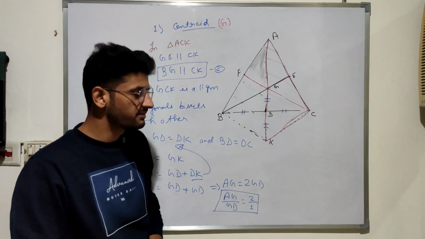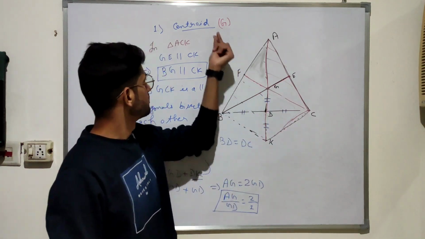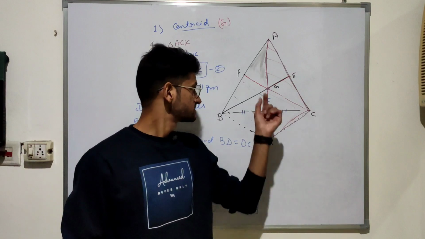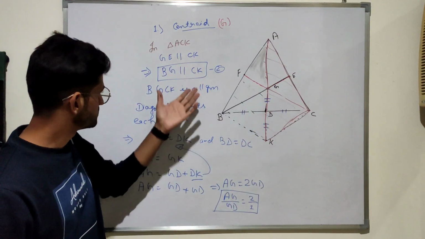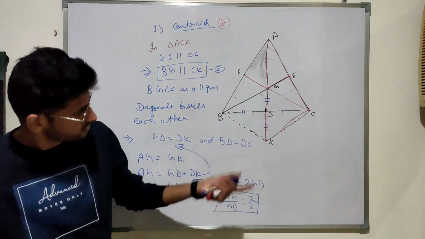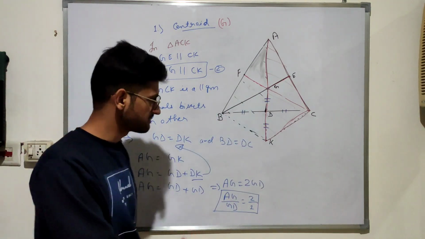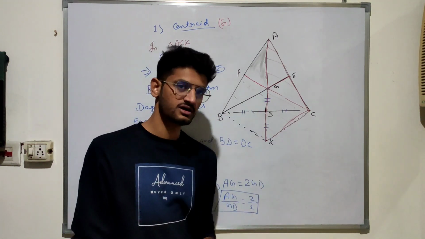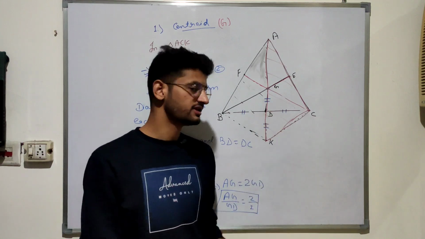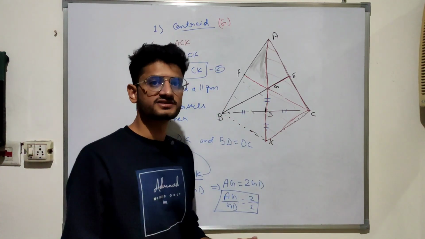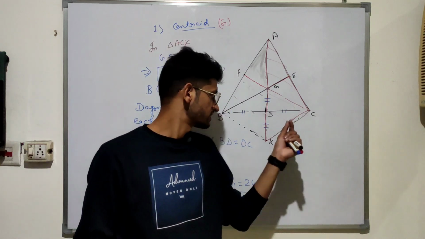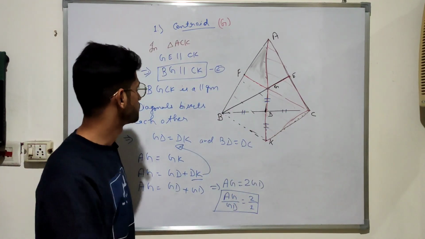So we should remember this, that the centroid of any triangle divides the median in the ratio 2 to 1. We have already seen the proof. We should remember this one. The proof is not that important, but the result is very important, because we are going to use this result very often in coming problems. So this was the first time that we were discussing this. So that's why I have let you understand the proof also.